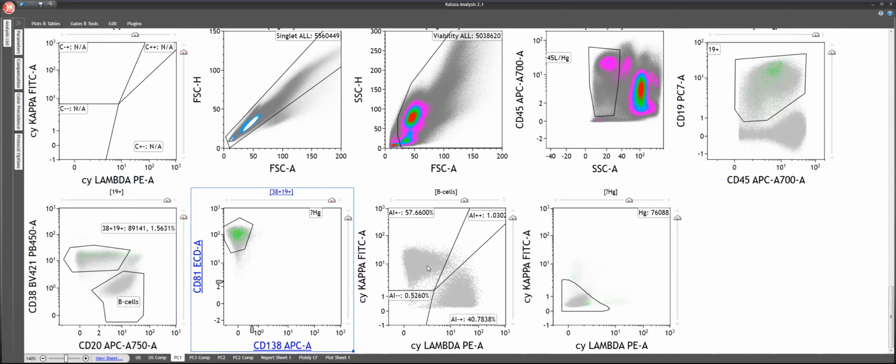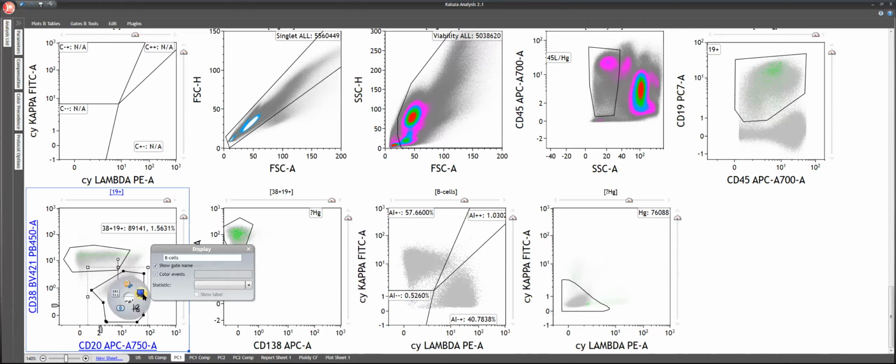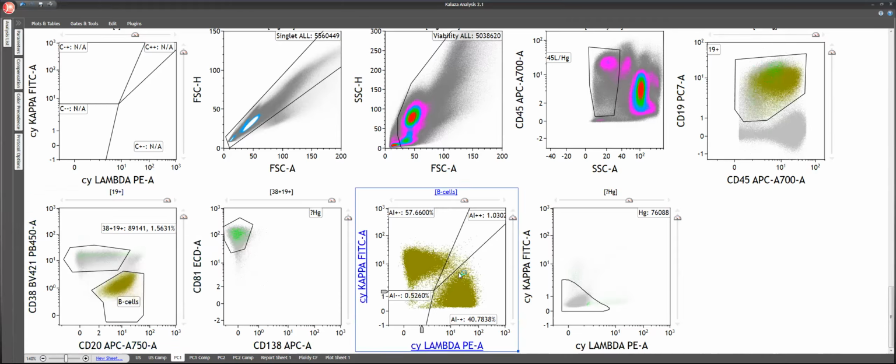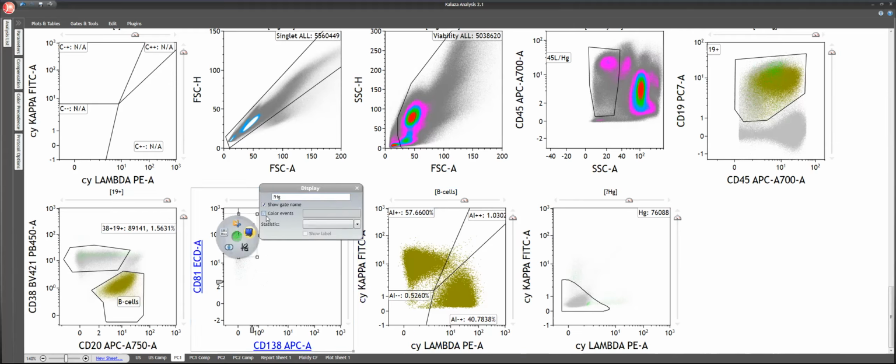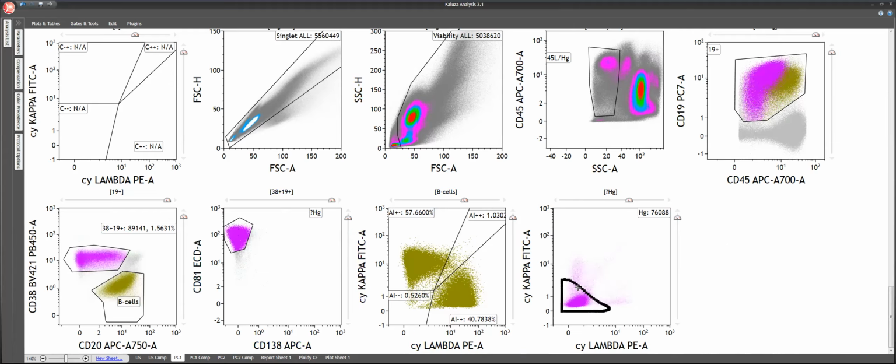So you can see B cells are polyclonal. Let's give color to that. Here you can see the B cells are polyclonal, and these are hematogones. We can color them too. These are hematogones, and we exclude kappa and lambda light chain expressing cells from them. These are all kappa lambda negative, CD81 bright positive, CD38 moderate positive, CD20 negative, CD19 positive, CD45 dim hematogones.